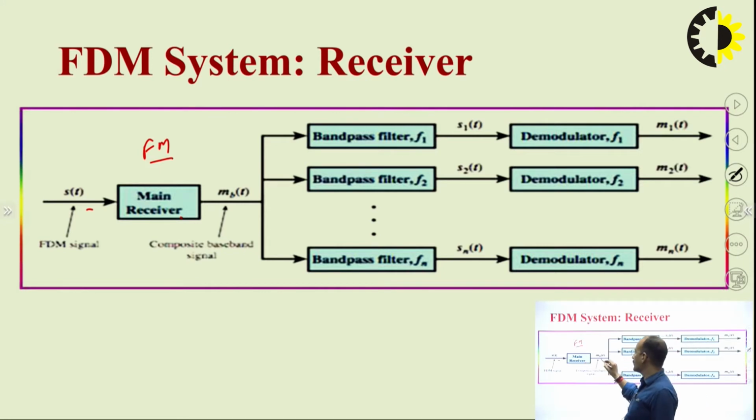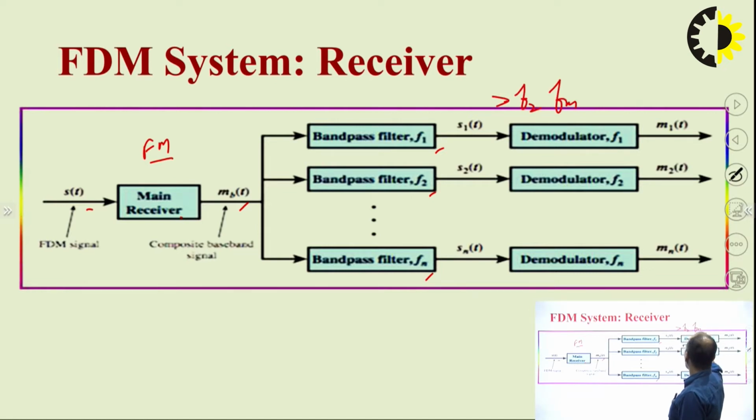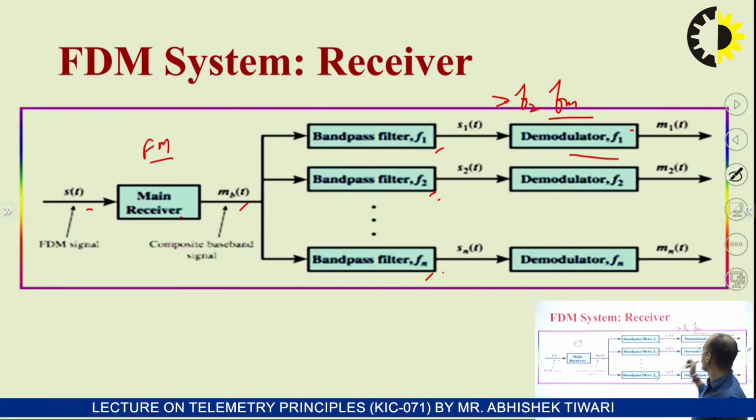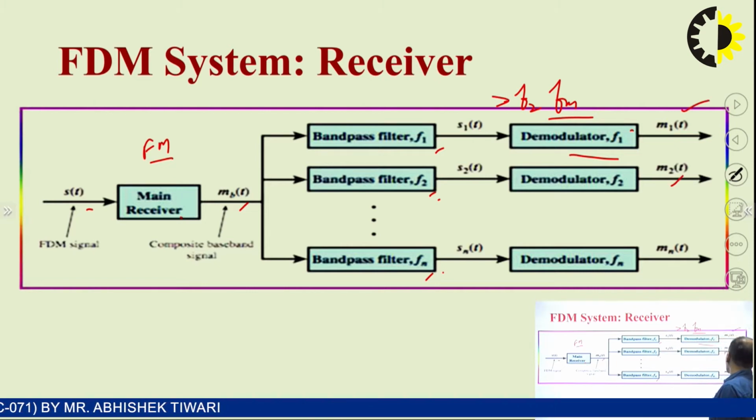After demodulation we will get the same composite signal MB(t), and that MB(t) signal is again passed through the band pass filters f1, f2, fn. Why? Because for this line f2 or fn are not required. That is why we are applying a band pass filter which will only pass the f1 signal. Similarly for f2, for fn, and after that we are performing the demodulation by using the demodulator with a subcarrier frequency of f1, and we will get the recovered M1(t), M2(t), MN(t).